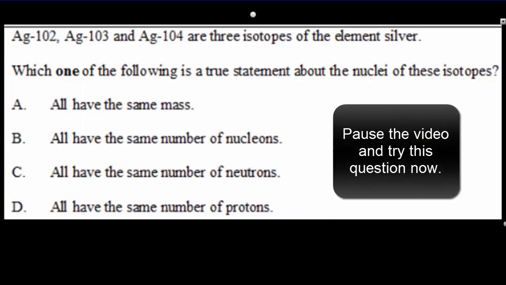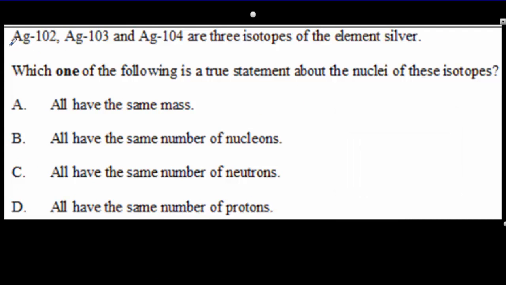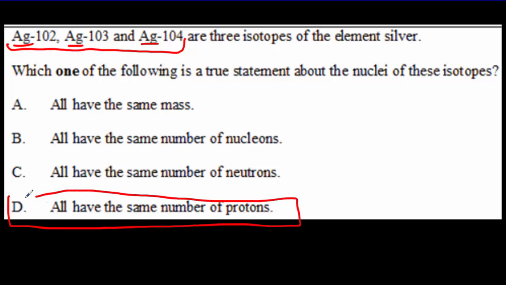One final review question. Pause the video, try the question, come back for the answer. So we've got 3 isotopes. They're all silver, and what that really means is they all have the same number of protons, the same atomic number. So they're going to have the same physical and chemical properties. The correct answer is D.